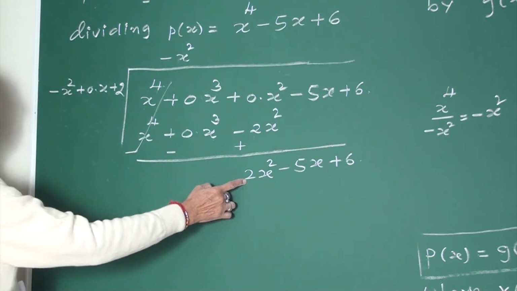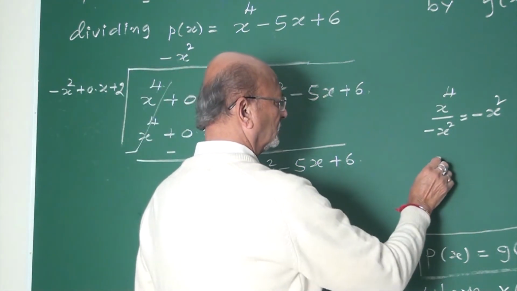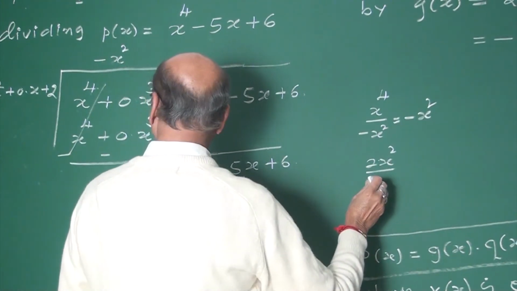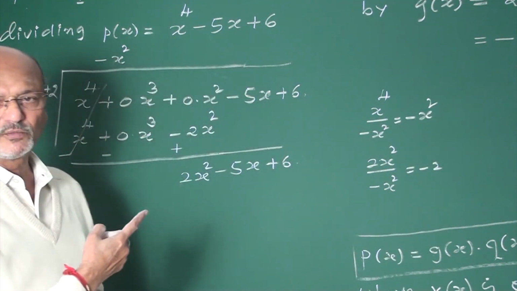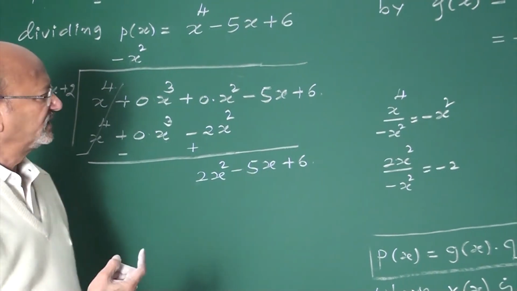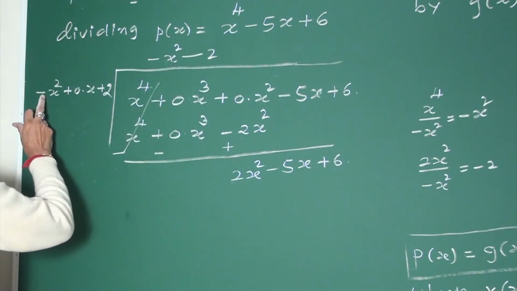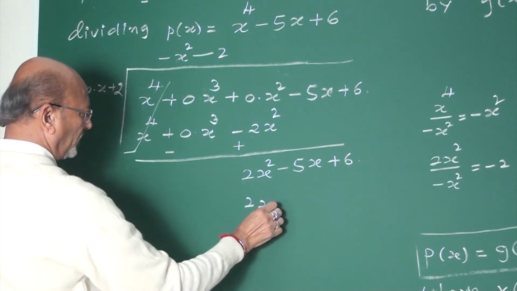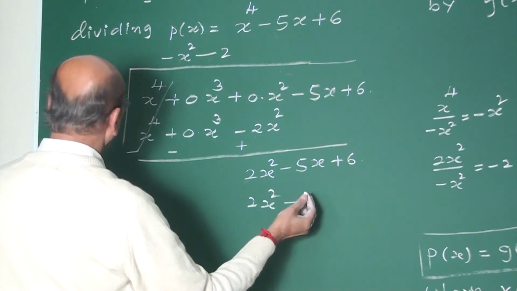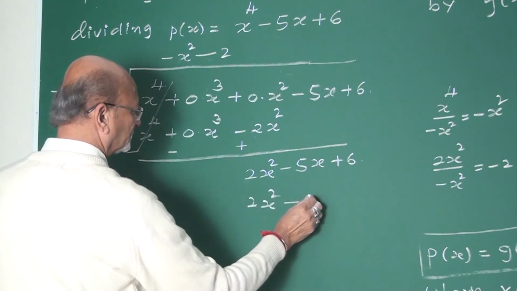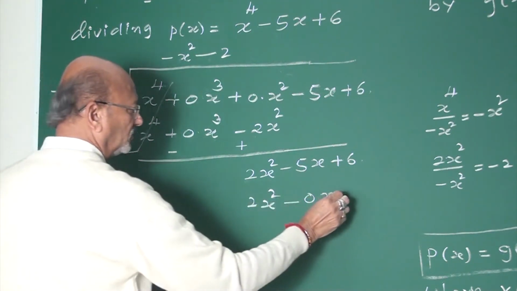Now, you are dividing 2x squared by minus x squared. Yes, my friend, what is this? 2x squared upon minus x squared is minus 2. Now you write this minus 2 here. You have to multiply these three. Minus 2 into minus x squared is plus 2x squared. Minus 2 into 0 into x is plus 0 or minus 0, you can write anything. Minus 2 into plus 2 is minus 4.